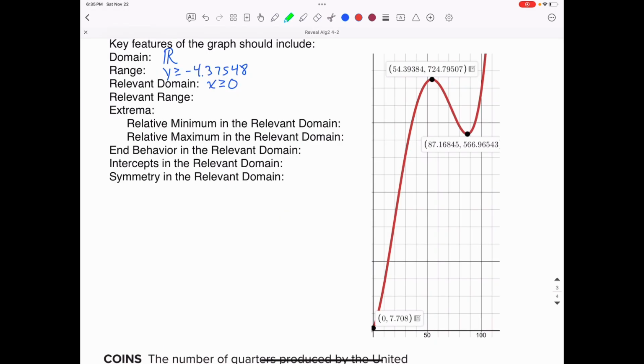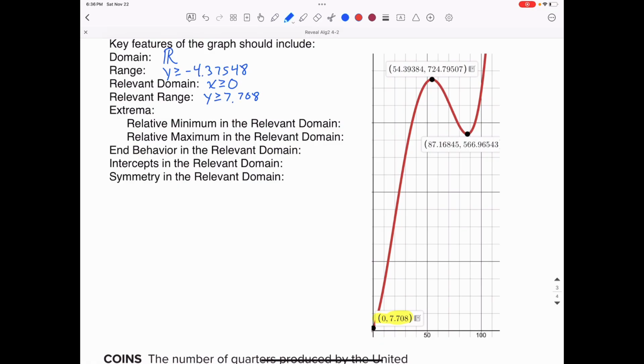Okay, so our relative range. This is only quadrant 1. The absolute lowest value in quadrant 1 that this graph achieves is right here, that 7.708. So the relative range is going to be y, or f of x, is greater than or equal to 7.708.